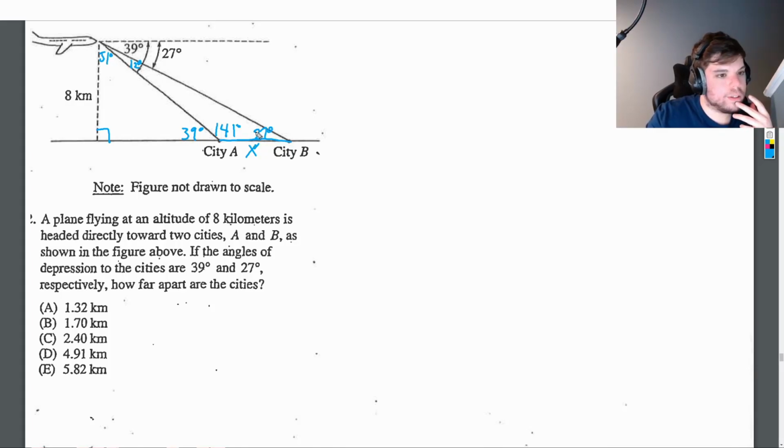So we got a lot of angles. We seem pretty good, right? We know all three angles in this triangle. We know nothing about the lengths of these two triangles. But we do know this 8. So we're going to have to use this 8.